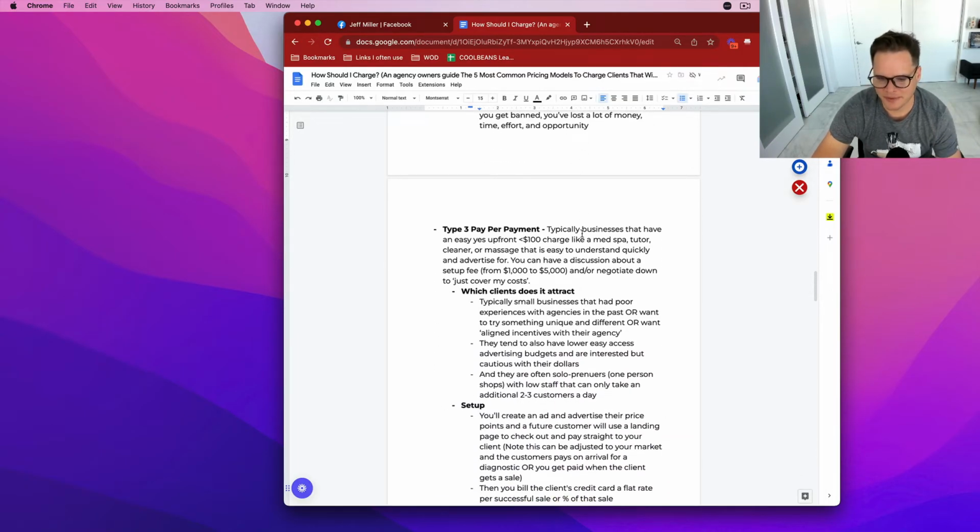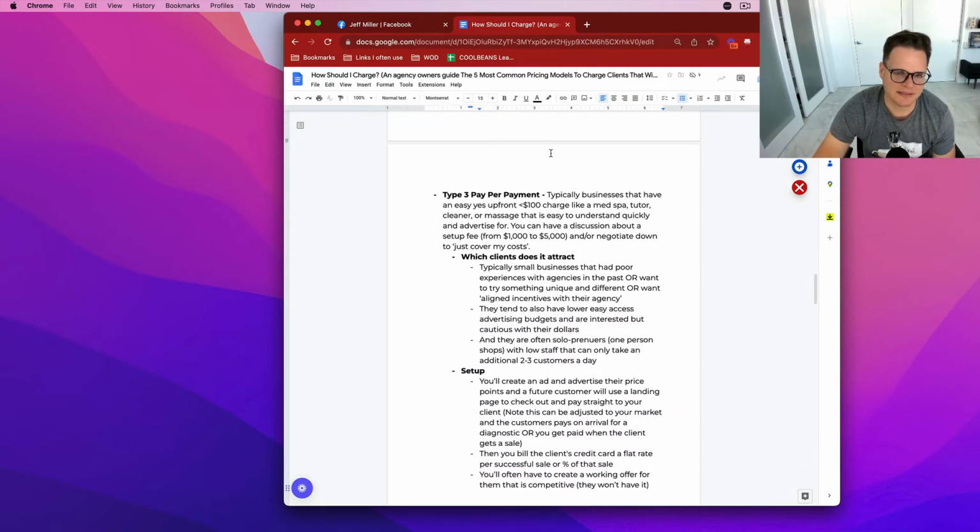Type 3 is pay per payment. Typically a business that has an easy prepayment or upfront charge, like $100 or sub $100 type of thing. Med spas, tutors, home cleaners, massages, people that are typically like, all right, I'll pay it up front and then receive services later. And there's not a lot of questions about it. It's easy to understand, quick to advertise for, and you can have a discussion, by the way, with this future client about a setup fee from $1,000 to $5,000, or negotiate to a, just cover my cost, man, and everybody will be happy type of thing.